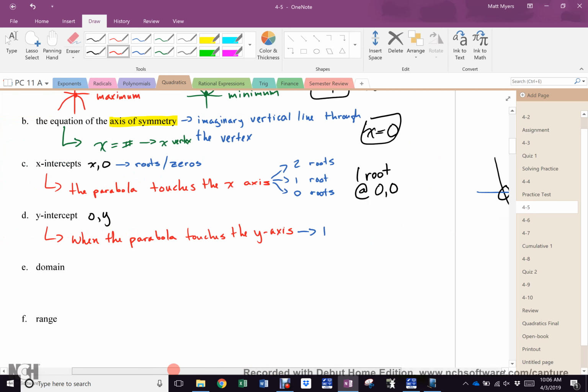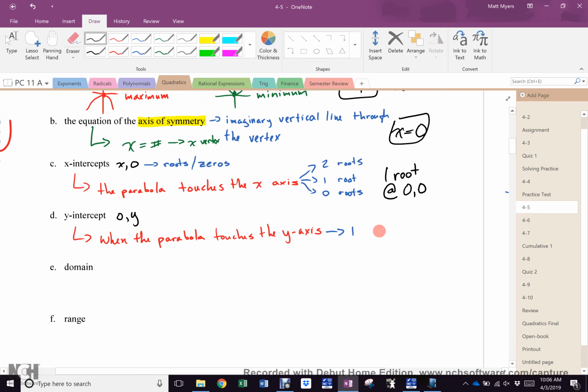So again, in our easiest parabola ever, what is the y-intercept? Where's the only place it crosses the y-axis? At 0. And since it's a point on the coordinate grid, we give it both coordinates. Everybody's cool? All right. Now, grade 10. What's the domain? Can anybody remember what domain means in grade 10? From grade 10.